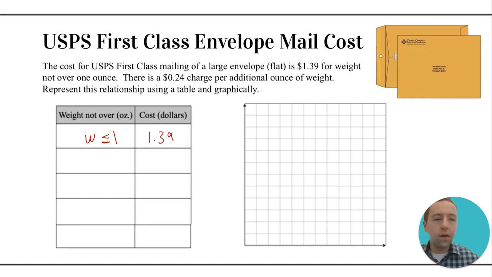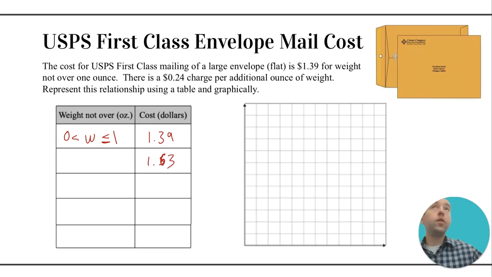Now, to get a little bit more specific with this, the weight's not going to be negative, and also the weight's not going to be zero because then you're not mailing something. So if it's just strictly above zero, that would cost $1.39. Then it would cost an additional 24 cents, bringing it up to $1.63.